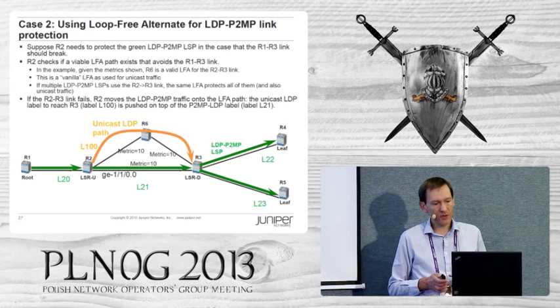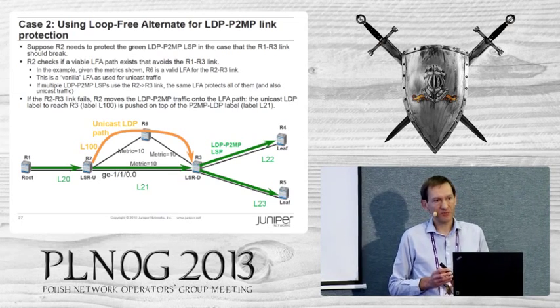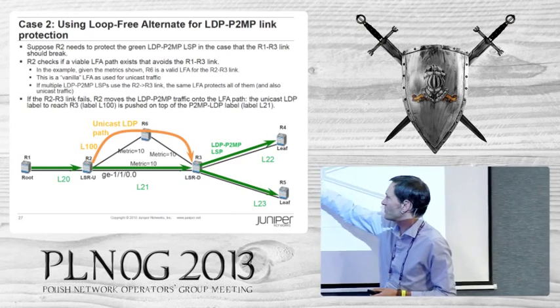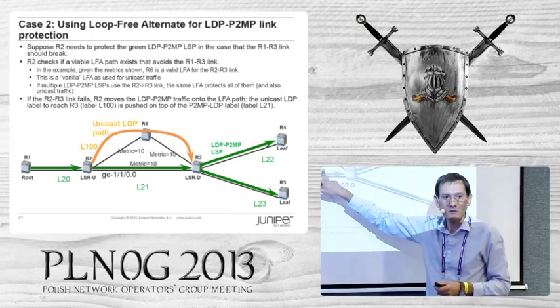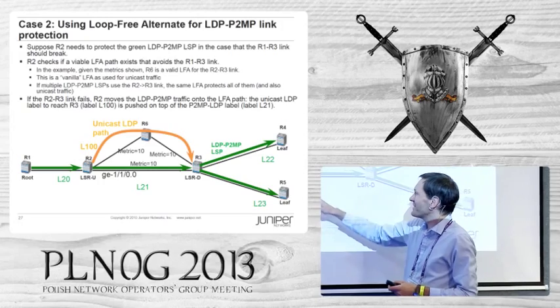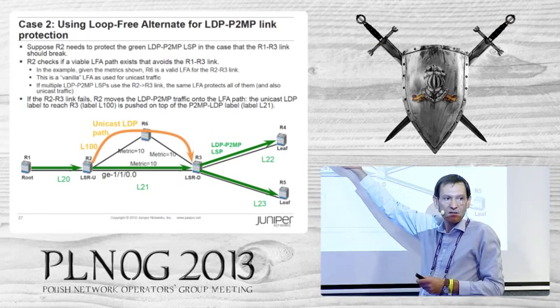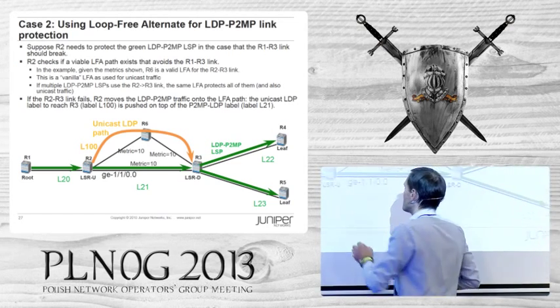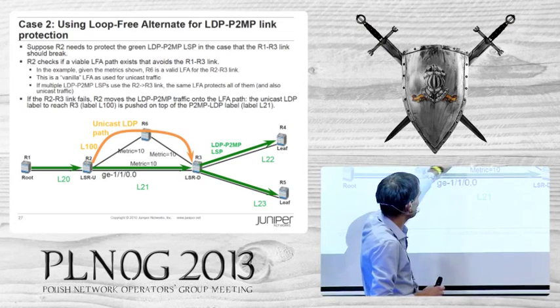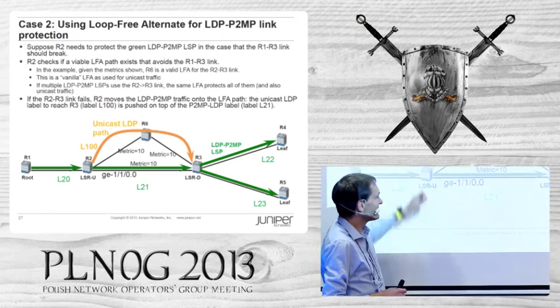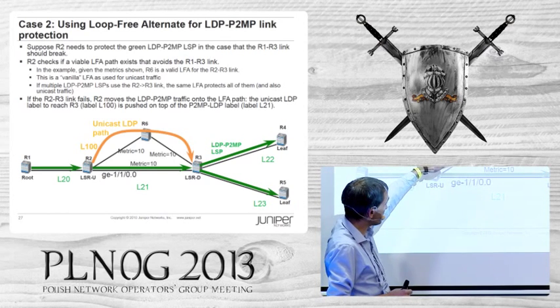Now, case two is where, rather than using an RSVP LSP for the protection, we're using a loop-free alternate path. And so here I've marked what the metrics are for each of these links in this triangle in the middle. And so R2, given these metrics, knows that R6 is a valid loop-free alternate neighbor. And so suppose the LDP LSP that goes to R3 has this label value of 100. I've reused the same label value as in the RSVP case. It's exactly the same label operations.